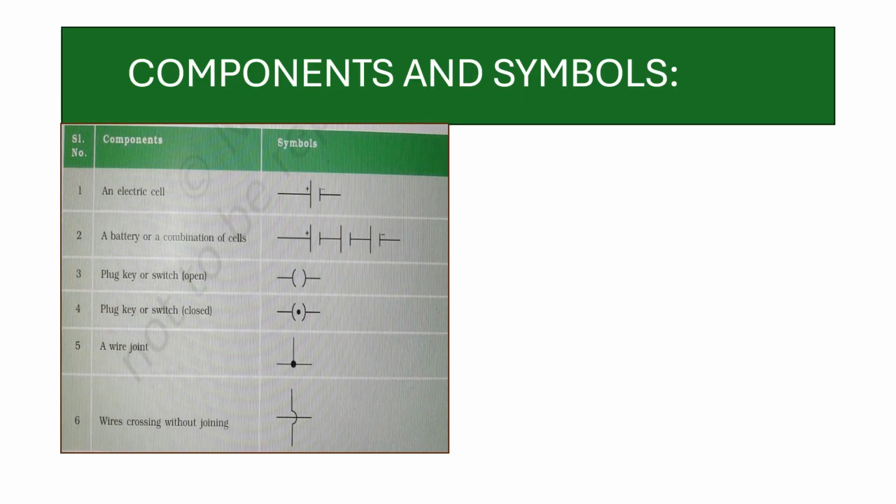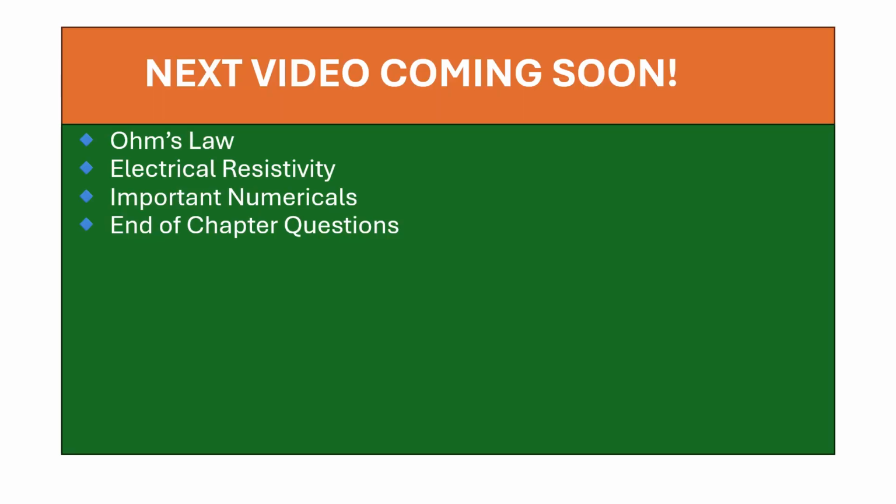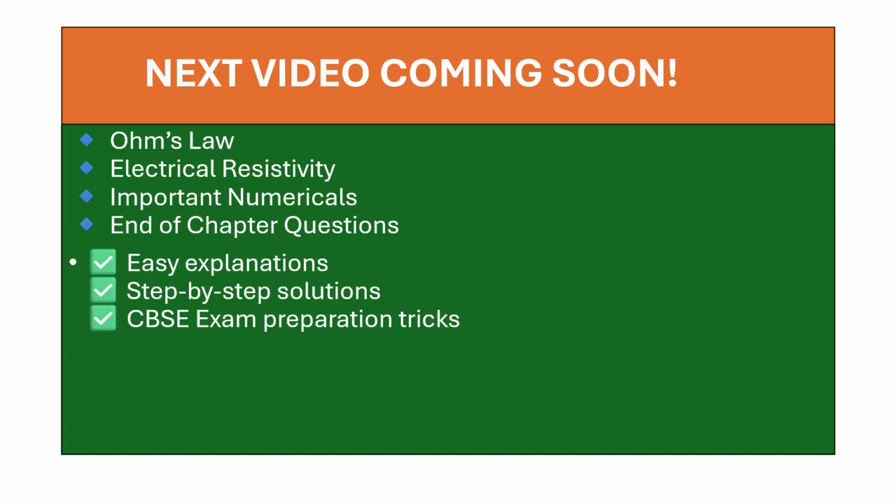Now on your screen, students, you can see the components and the symbols which are given. It is from your textbook. You can pause the video and draw all the components and the symbols because we will be using them to solve the numericals when we discuss parallel and series circuits in the next video. The next video is coming on Ohm's law, electrical resistivity, important numericals, and end of chapter questions. I hope today the basic terms, definitions and formulas which have been taught today are clear to you. Easy explanations, step-by-step solutions and other tricks will also be there in the next video.